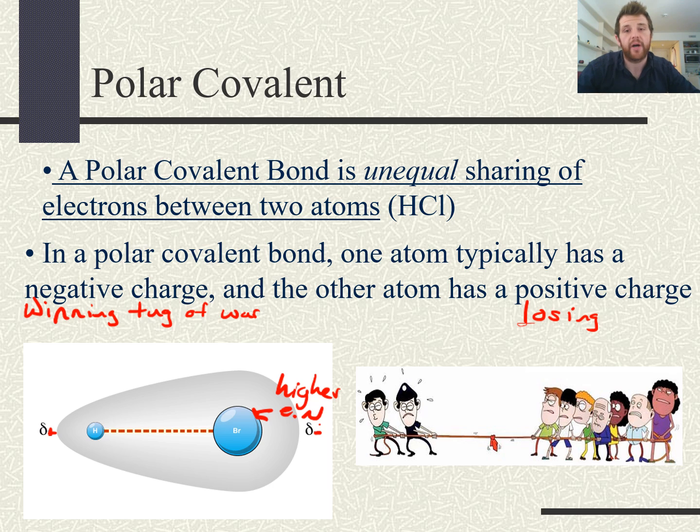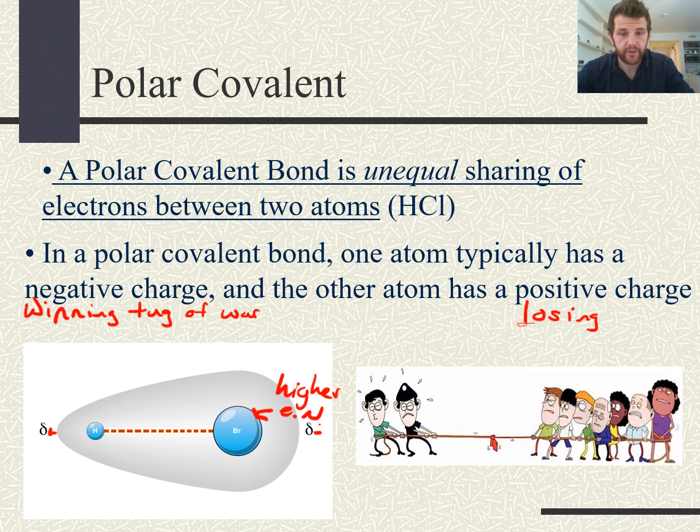So a polar covalent bond is an unequal sharing between 2 electrons. So one atom typically has a slightly negative charge and one has a positive charge. The one that has the negative charge, I'm going to call this just winning the tug of war. It's holding those electrons closer to it. And the positive one is losing. So those electrons are farther away. So the electron cloud actually shifts when this happens.